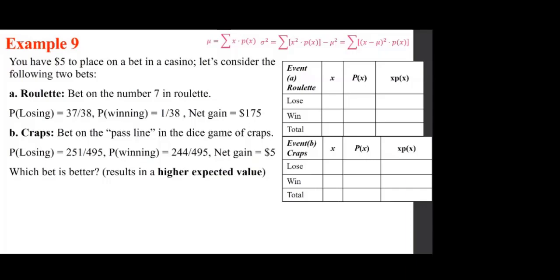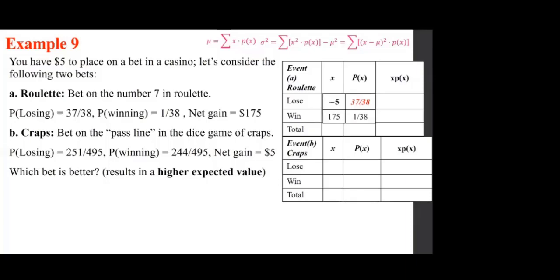B, craps. Bet on the pass line in the dice game of craps. Probability of losing is 251 over 495. The probability of winning is 244 over 495. Net gain is $5. Which bet is better? Which one has better expectation, E of x or mu? That's the idea behind the question. We are going to look at the two events and put in the information that we have. So all we have to do is determine what is x and what is p of x. For the first one, losing is at -5.